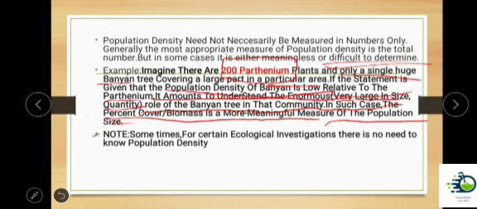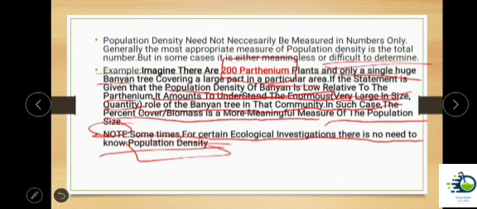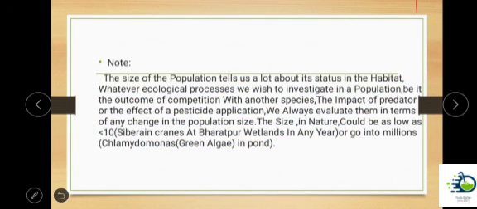Okay, now let us see the note. Sometimes, for certain ecological investigations, there is no need to know the population density. For some ecological investigations we need not know about the population density. Okay, now let us see another note point.